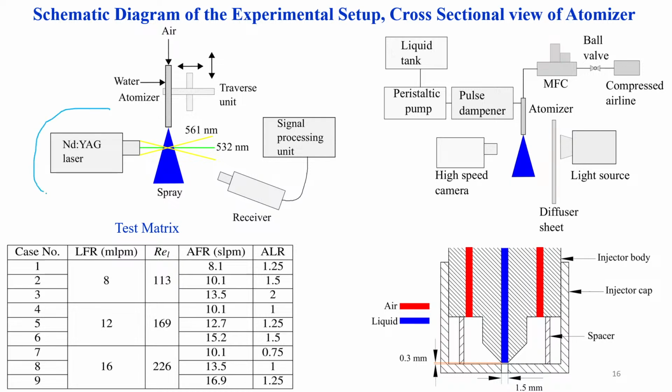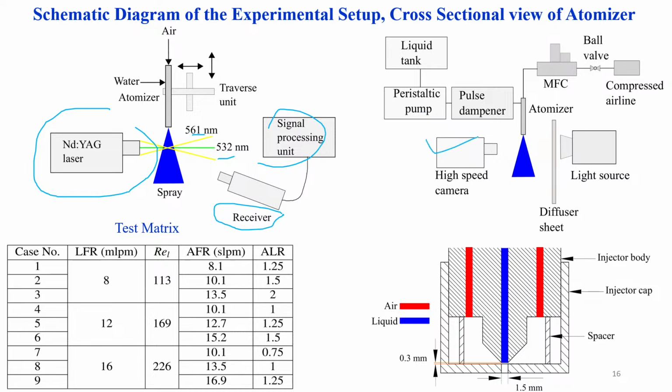So this is the laser NDLC laser. Signal processing unit, two different wavelengths of the laser we used for this purpose, 561, 531, and spray. These are the receiver. The receiver will receive the signal from the transmitter and it will collect the data. So it will give the droplet diameter and droplet velocity.